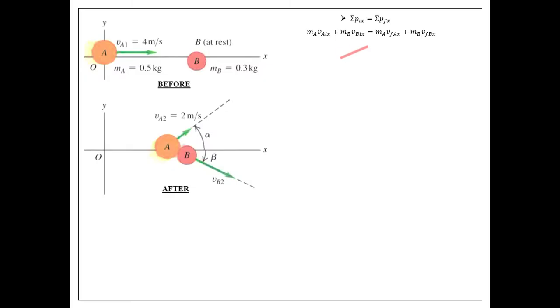All right, I'm going to go ahead and cross out MBVBIX because it was initially at rest. An object that's at rest has no momentum. And then from here, I'm just going to go ahead and show you how to find VFAX and VFBX, just in case you're needing a little guidance with geometry.